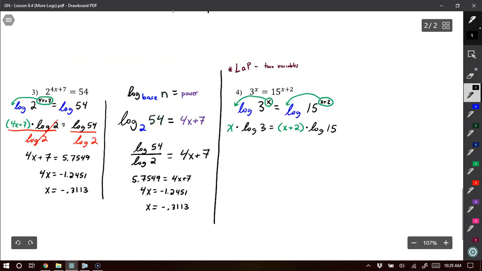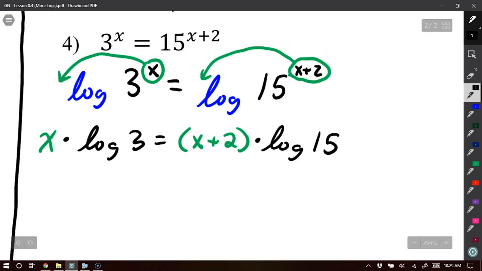Now, if I were to go back, I'll look at number 3. The next step was always divide by the log. And so the problem I have here is, which log do I divide by? The answer is it doesn't matter, but there's always a smarter one. And the one you really want to divide by is the one that's attached to the more complicated expression. And usually that's the one that's attached to the parentheses.